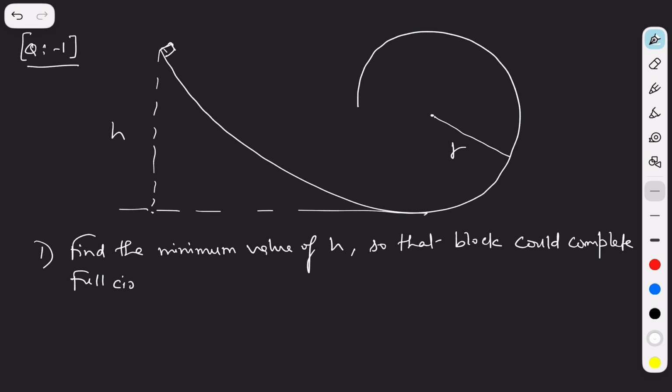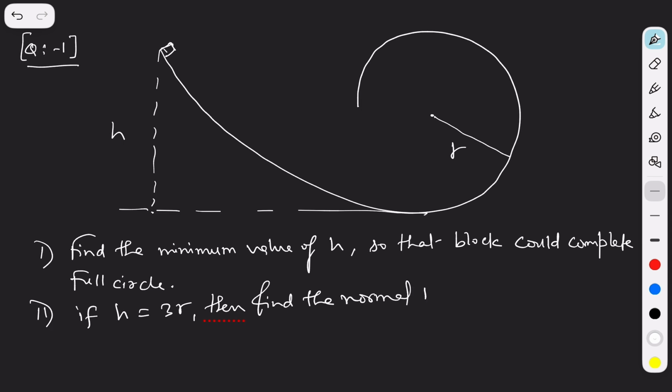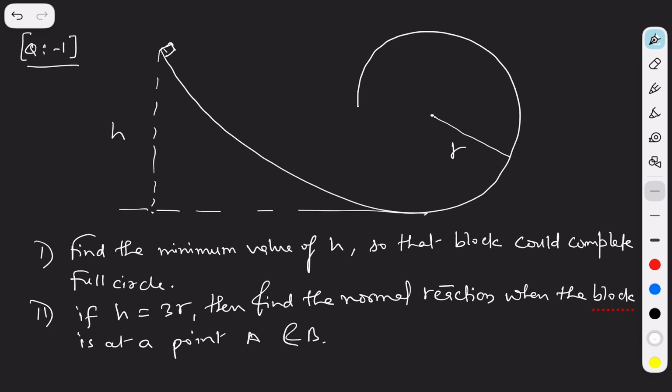Second problem that it is asking is what, guys? If h is equal to 3r, then find the normal reaction when the block is at point A and B. Okay, guys, this we are calling as A, and this we are calling as B. Let's say this we are calling as C.